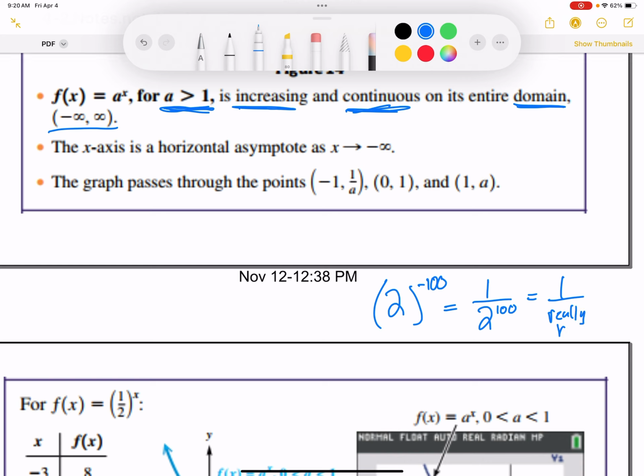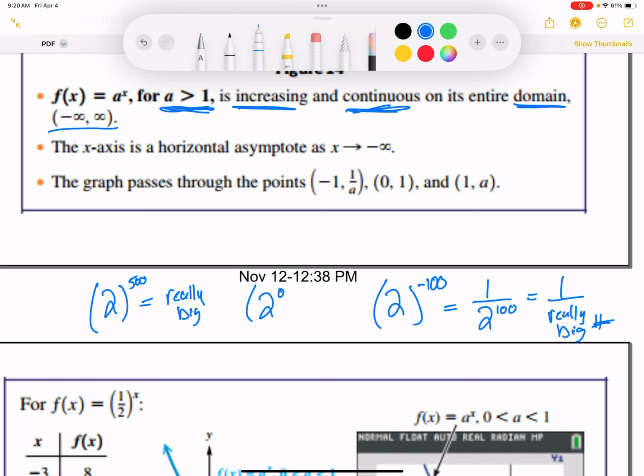Really big number. All right? Which will be close to 0, but it'll never equal 0. What about 2 to the 500th? That's just going to be 2 to the 500th power, a really big number. Not close to 0. What about 2 to the 0 power?